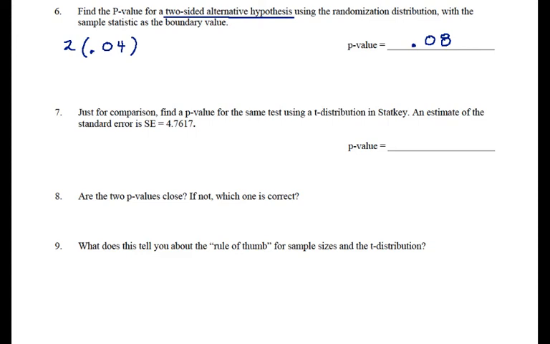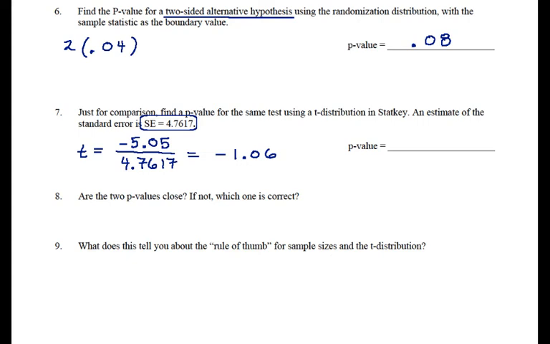But let's compare this to what we would get using a t-distribution. We would want to do a t-statistic calculation, and remember that negative 5.05 was the sample statistic that I just used. I'm going to just use this given standard error estimate here. So 4.7617. This gets me a t-statistic of negative 1.06. Now that's not very far from the mean, right?